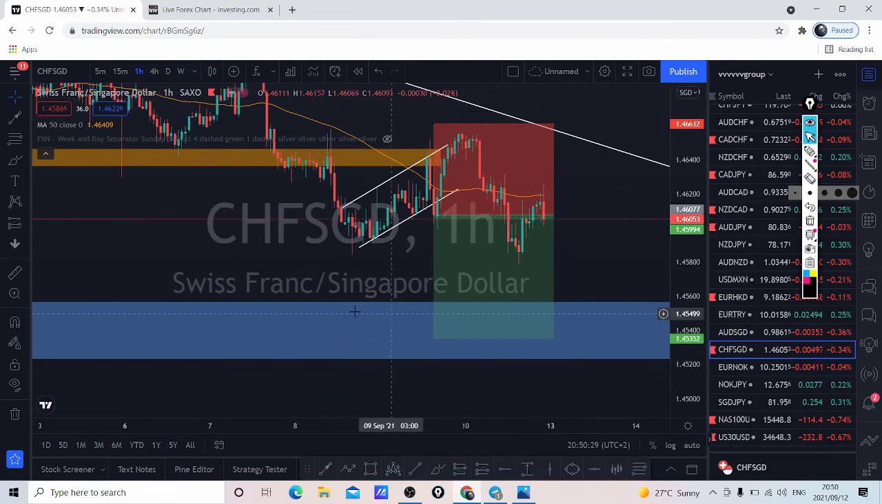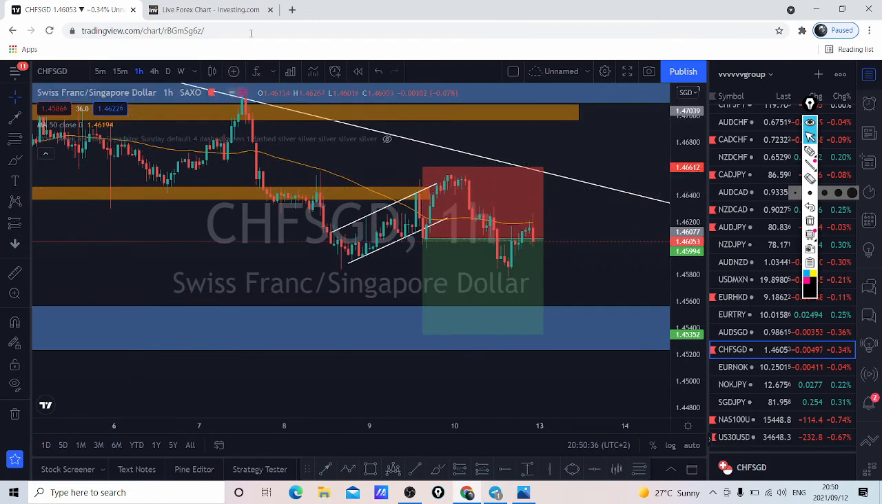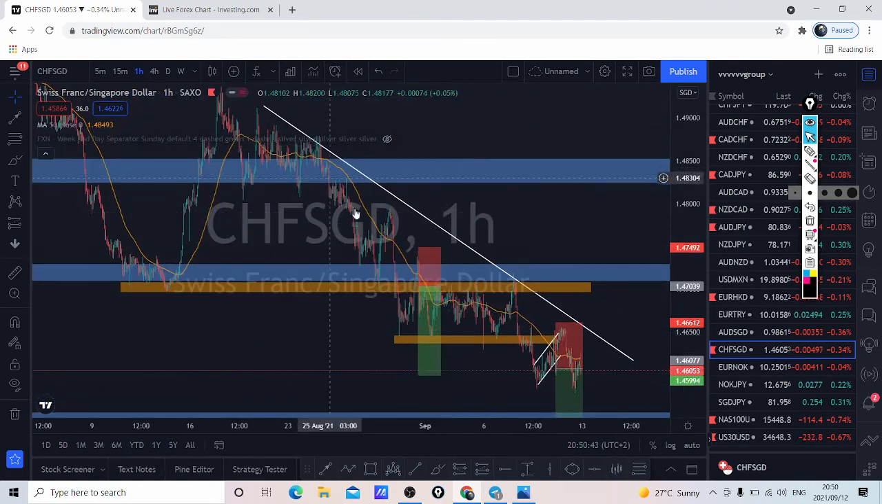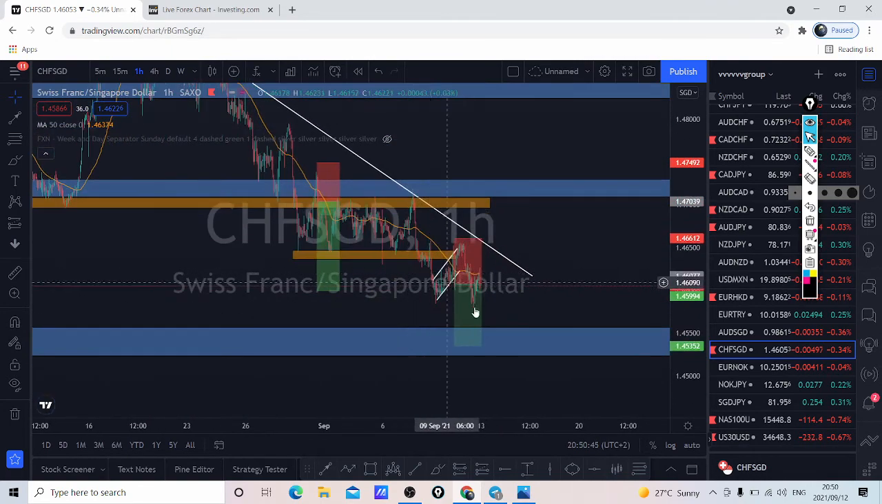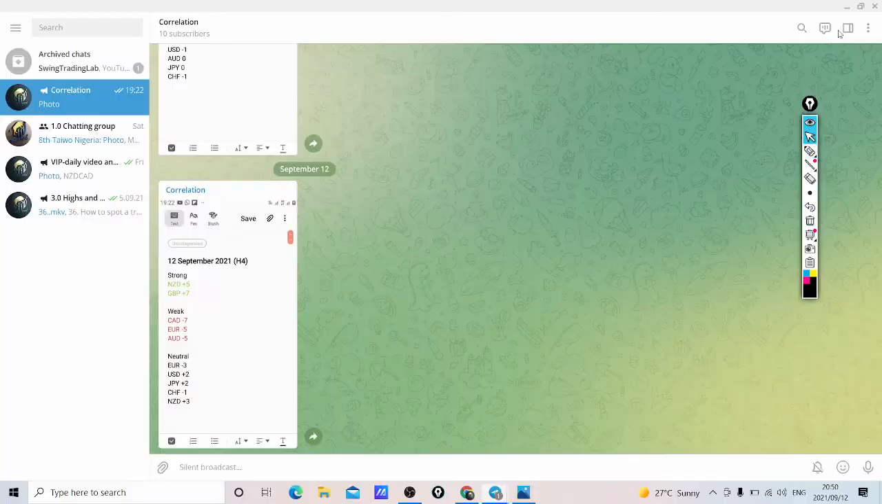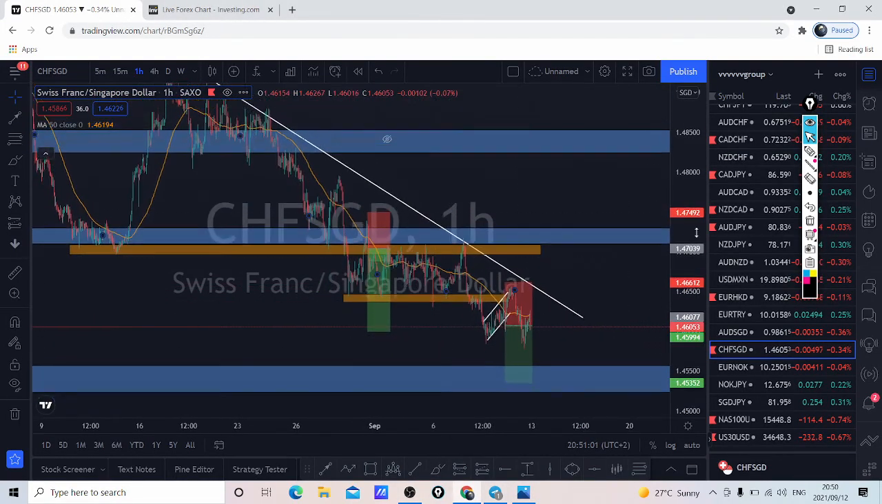But now you can close this trade with break even because the Swiss franc is no longer interested in going down. We've been selling the Swiss, we've been looking for sell, and now the Swiss is no longer in the selling group. The Swiss is neutral. So the best way is to close all of the Swiss selling positions.